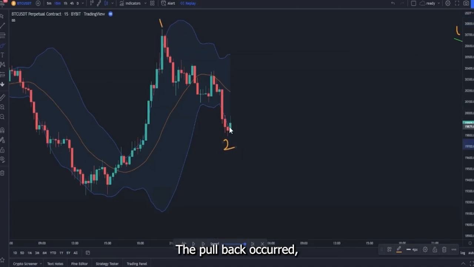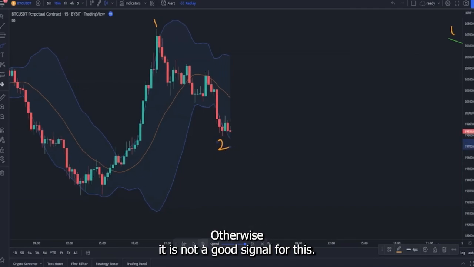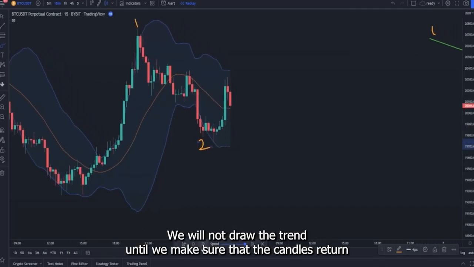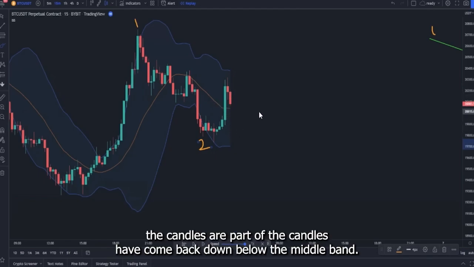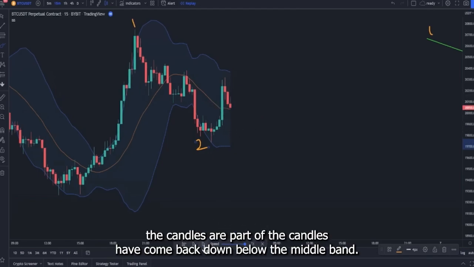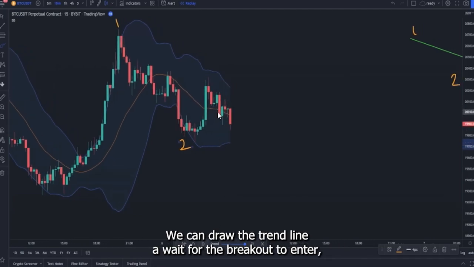Here the pullback occurred, but we must see that the candles are back below the middle band. Otherwise, it is not a good signal. For this, we will not draw the trend line until we make sure that the candles return below the middle band. Since the candles, or part of the candles, have come back down below the middle band, we can draw the trend line and wait for the breakout to enter.